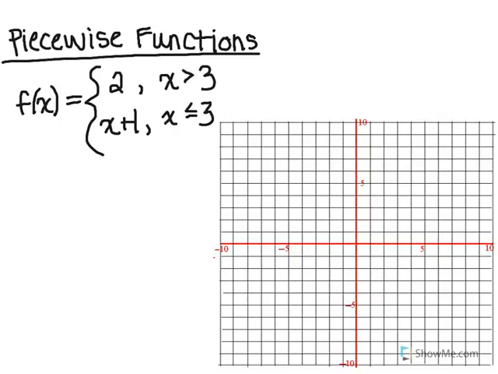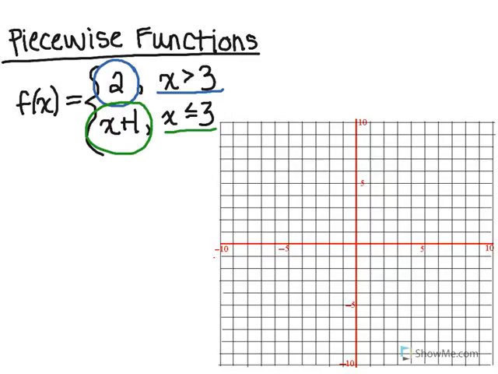Graphing piecewise functions. So basically when we're looking at piecewise functions, we're given more than one function that we're going to put on the same graph. It's sort of like an if-then statement in a way. So sometimes for our function here, the function we're going to be using is the constant function 2, and that's only when the x values are greater than 3. And then other times we're going to use the function x plus 1, and that's for any x values that are less than or equal to 3.